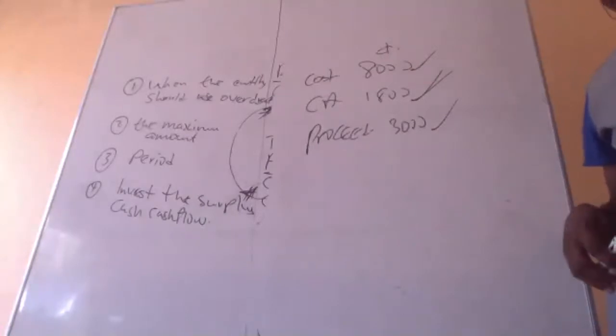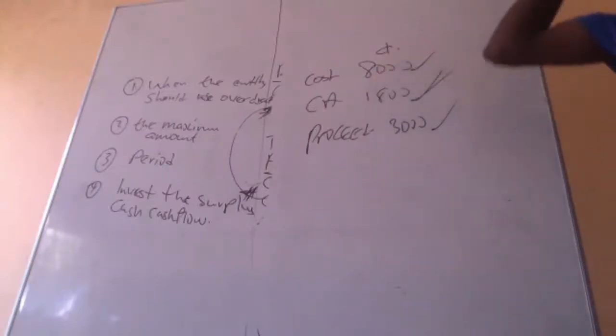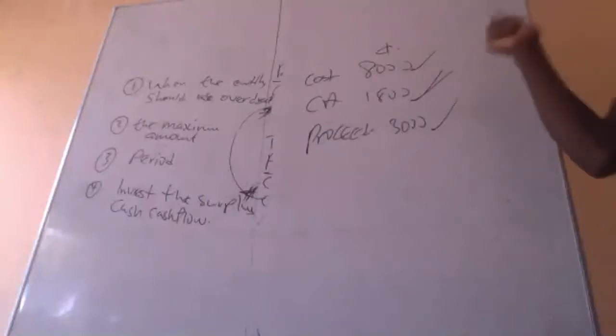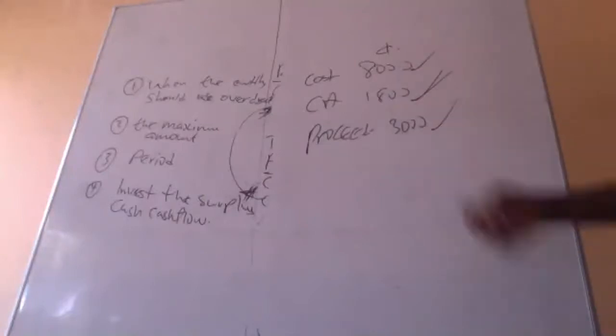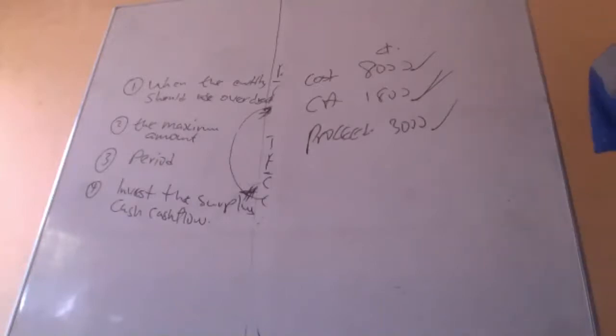Is there any other one? Currently, we have an asset. It cost us 8,000 3 years ago. We bought it 3 years ago at 8,000. Today, the value is 1,800. But you're going to sell it for 3,000. So which of these figures should we include?